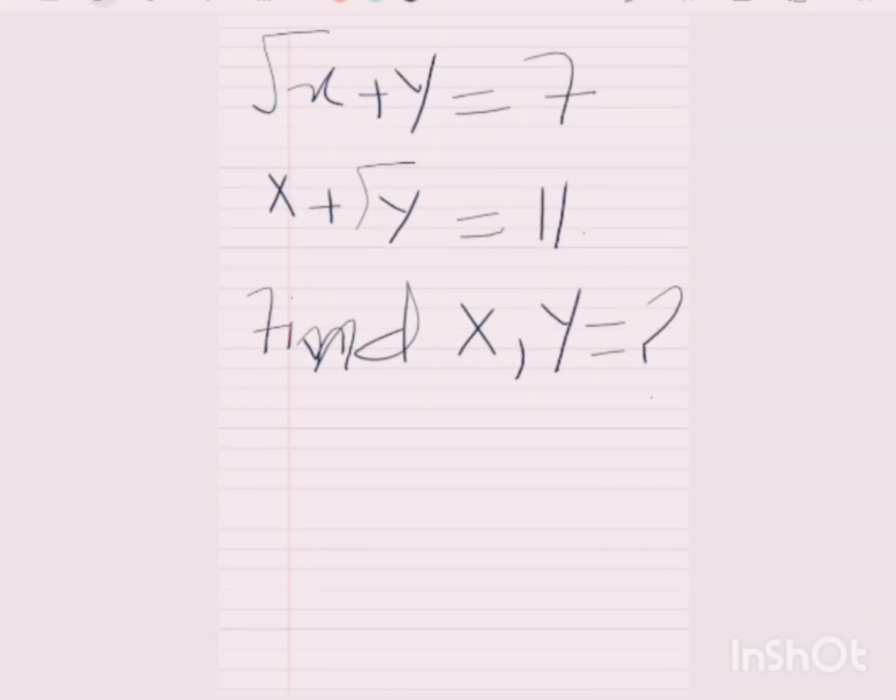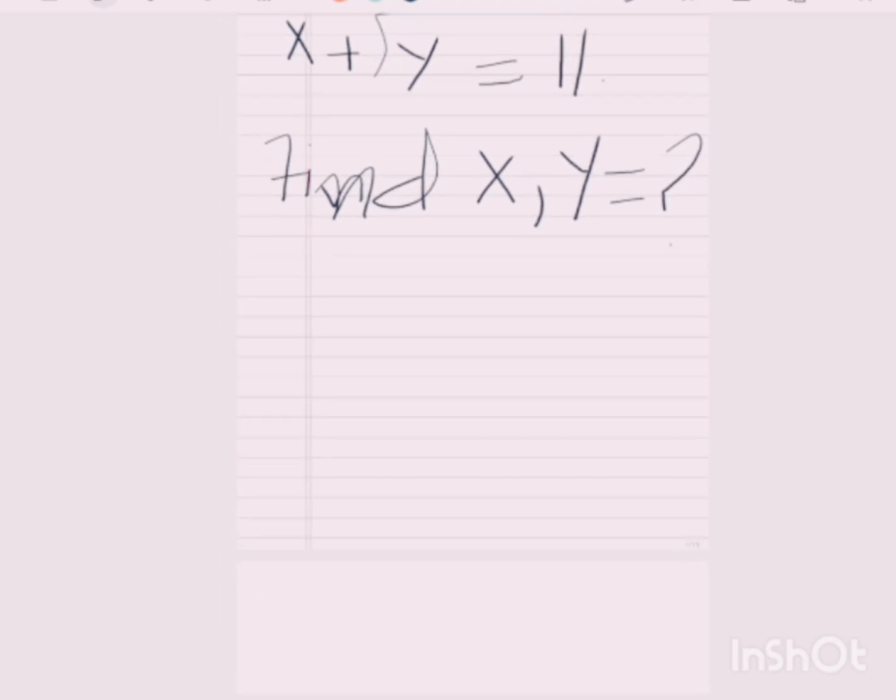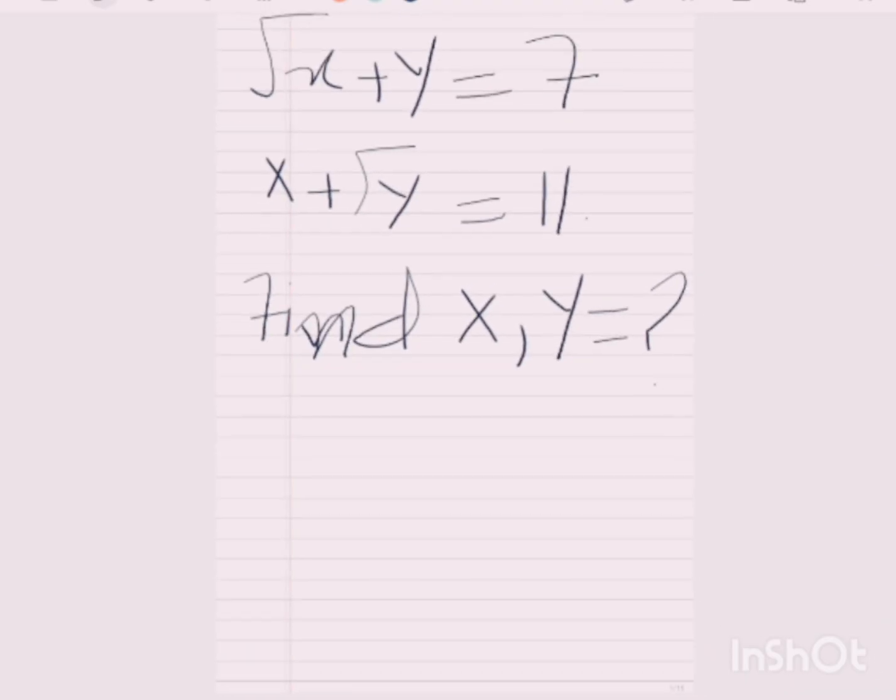So in this video we are going to discuss the problem you can see on the screen, that is basically root x plus y equals 7 and x plus root y equals 11. The common thing that strikes our mind is that we square both sides. I mean to say that we will square root x plus y whole square equals 7.